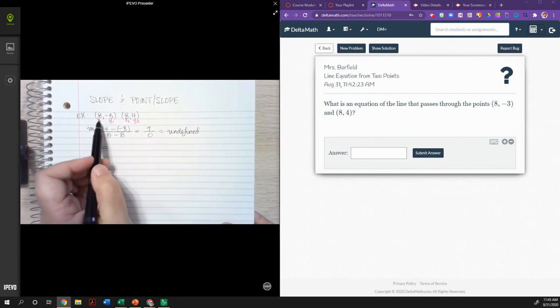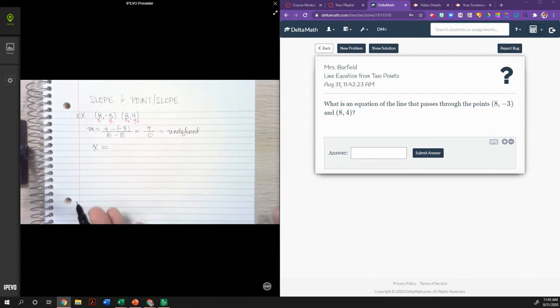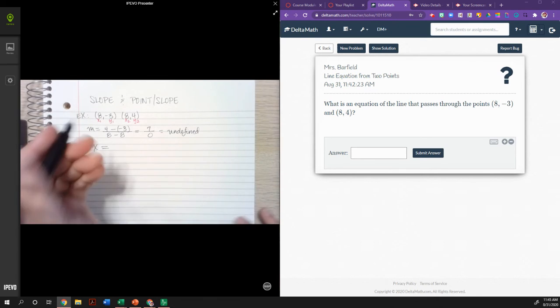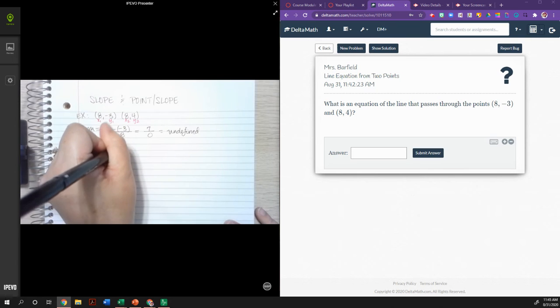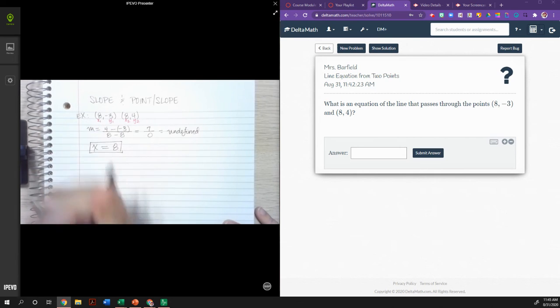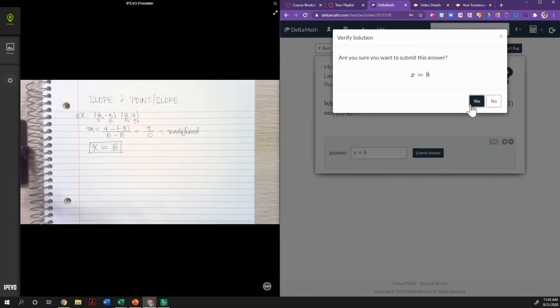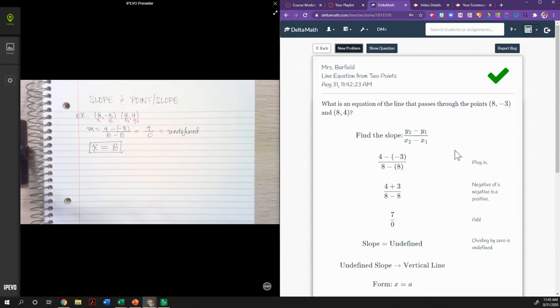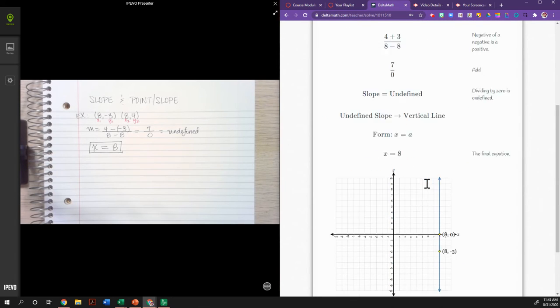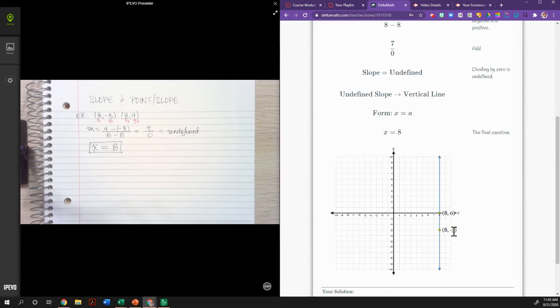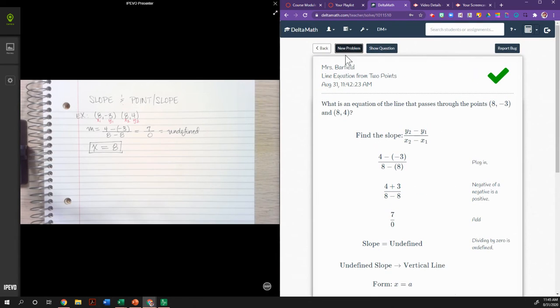Well, if you look at your points, x in both points equals 8. X equals 8. Okay? So I'm going to go over here. X equals 8. Submit my answer. Yes. Okay? Undefined, which means I have a vertical line, which means x equals a. All right. New problem.